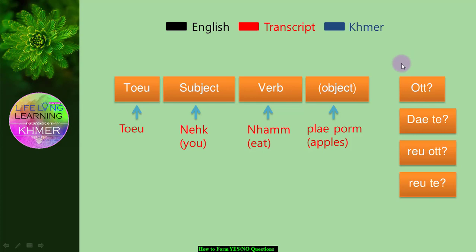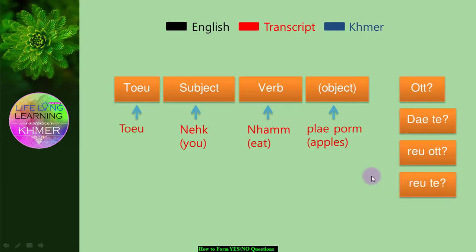It is all up to you whether you want to use the first, second, third, or fourth one. Again, I'm going to read it at a normal pace. Ta ne nyam plai pom ot. Ta ne nyam plai pom dai te. Ta ne nyam plai pom ru ot. Ta ne nyam plai pom ru te. One more time. Ta ne nyam plai pom ot. Ta ne nyam plai pom dai te. Ta ne nyam plai pom ru ot. Ta ne nyam plai pom ru te.